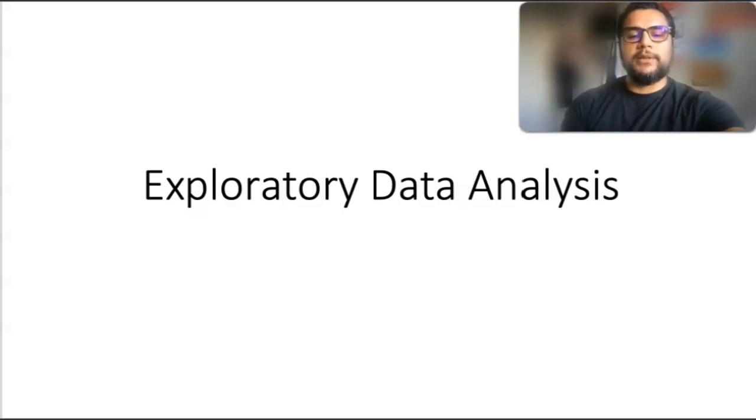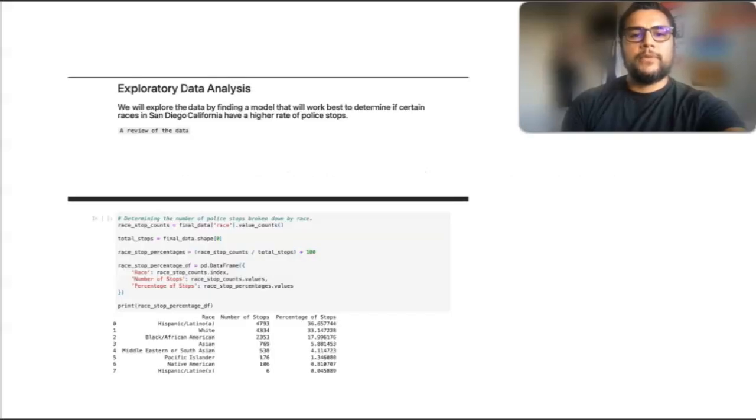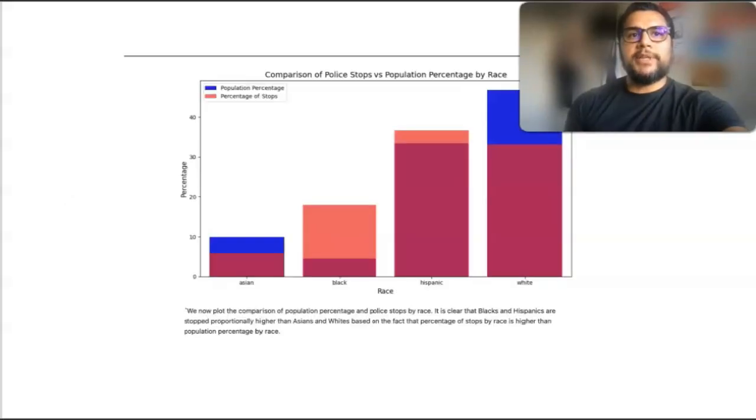Hi, so in this next section, we're going to be discussing our exploratory data analysis. We'll then discuss our model selection and then our model analysis. So we begin our exploratory data analysis by visualizing and diving into the breakdown of police stops by race and comparing this to the population percentage by race. At this point, we've broken down our data to the racial categories that have the highest amount of police stops. The racial categories are as follows, listed in alphabetical order: Asian, Black, Hispanic, and White.